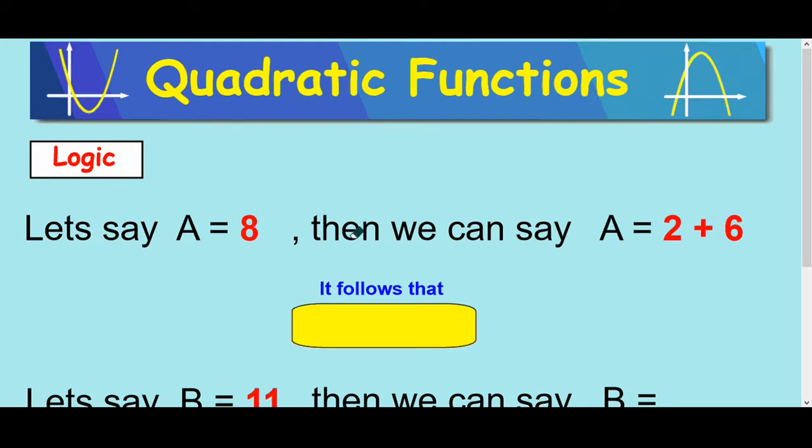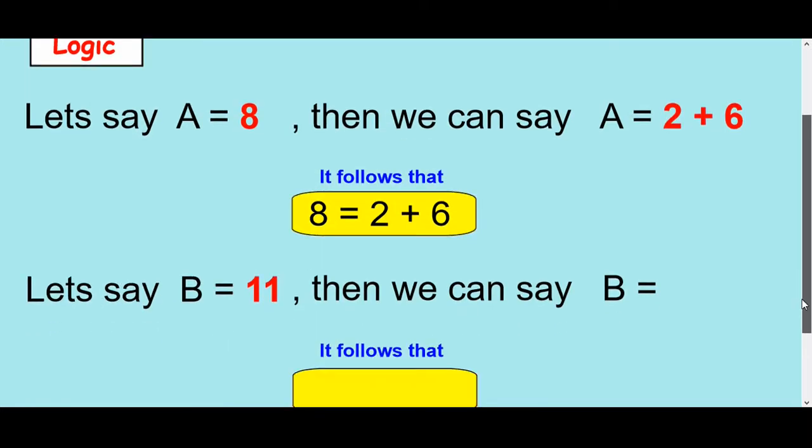So the follow on from that is, we don't really need the a's. We could basically say that the red bit equals the red bit. We could say that 8 equals 2 plus 6. If a is equal to 8 and a is equal to 2 plus 6, that means 2 plus 6 is equal to 8. Now I know this seems quite obvious, but we can use this technique and this idea to do harder things. I'll do one more.